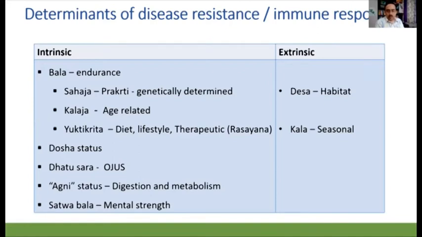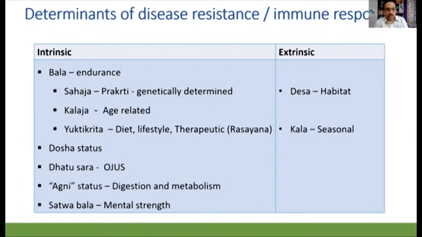Another is the yuktikrita, which are modifiable factors, because diet, lifestyle, and even therapeutic interventions like rasayana can determine the immune response. Next is the dosha status. As I told earlier, the balance of the three doshas in the body is inevitable for health.